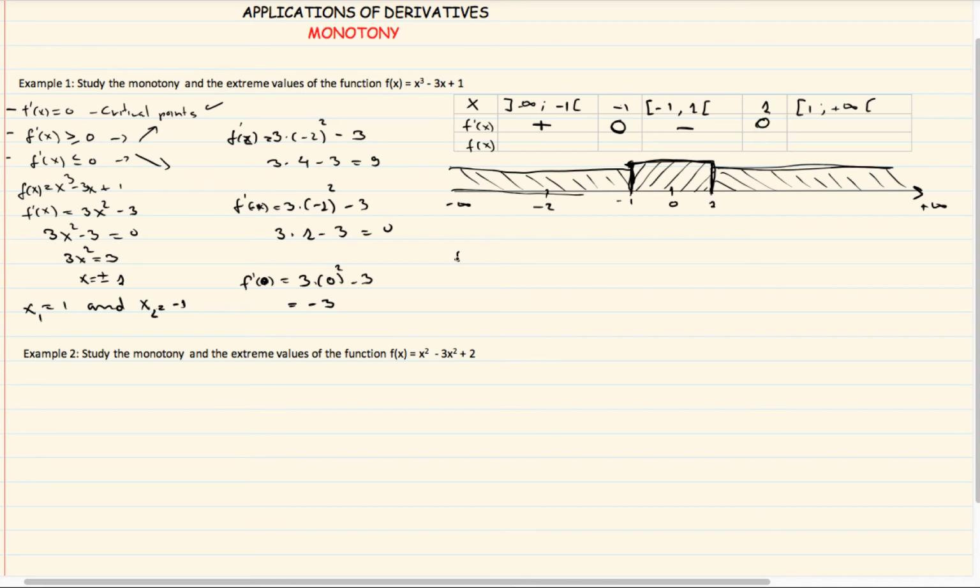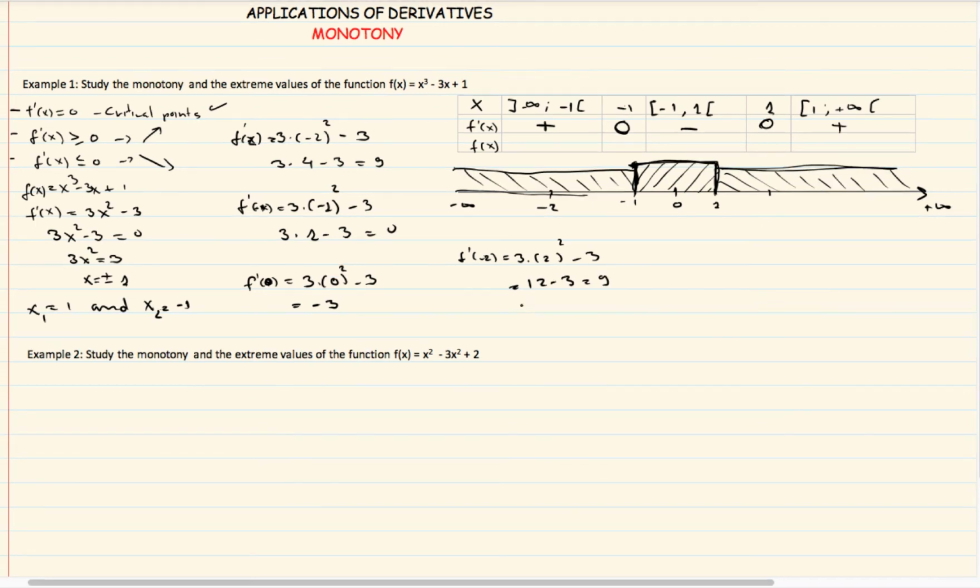And the last interval is f dash of, I can choose any value here. I will choose 2, but you can choose 5 or any other value. So f dash of 2 will be equal to 3 into 2 square minus 3. So this is 4 and this is 12. Then we have 12 minus 3 becomes 9, and 9 is a positive value.